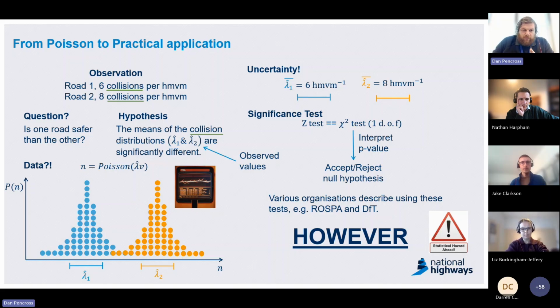Now, you will notice here that I've changed the notation that Jake was using. He was using lambda. We're using lambda hat, and the hat here implies that it's an observed value rather than the underlying value. So these are values that we actually observe from the data.